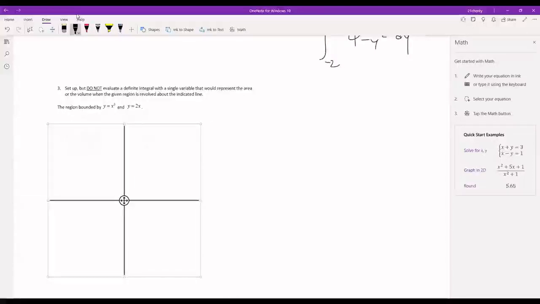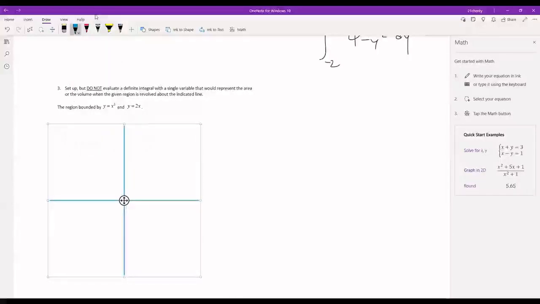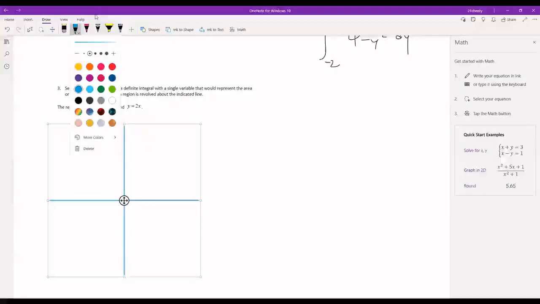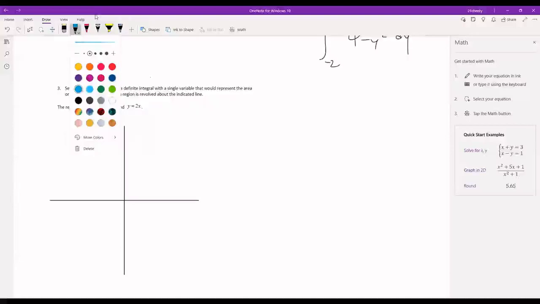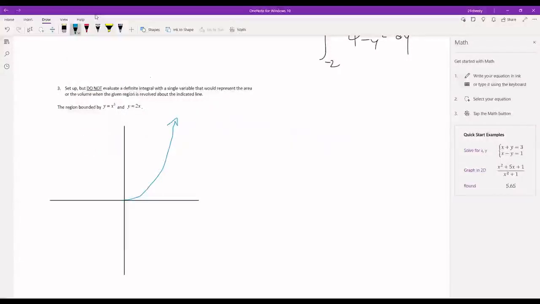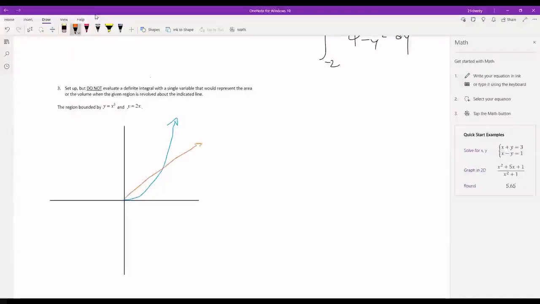We got x squared, and no, don't make that blue. Oh, it's been making the graph blue. Okay, here we go. X squared and 2x. Oh, I'll make this different. There we go. We're finding this.